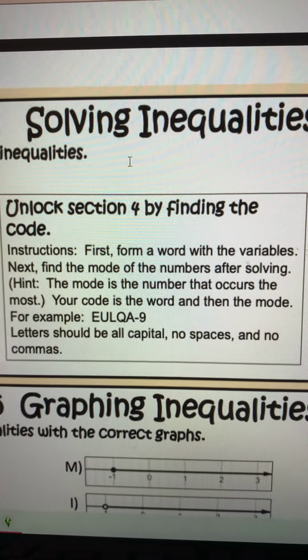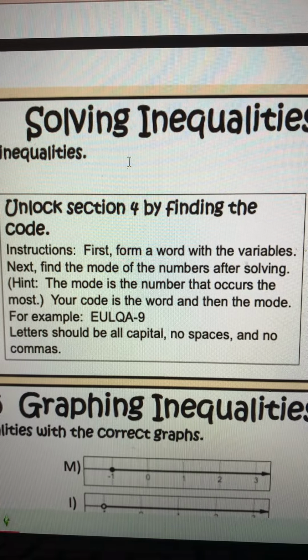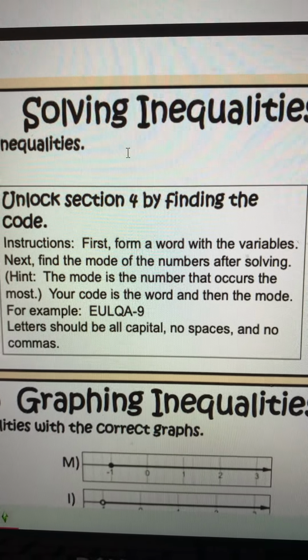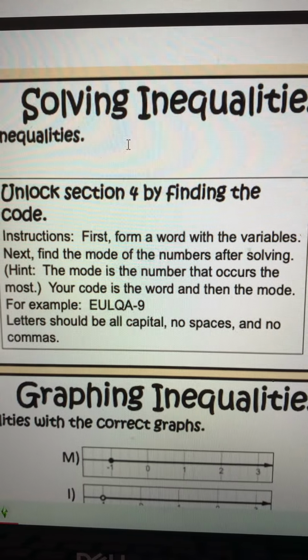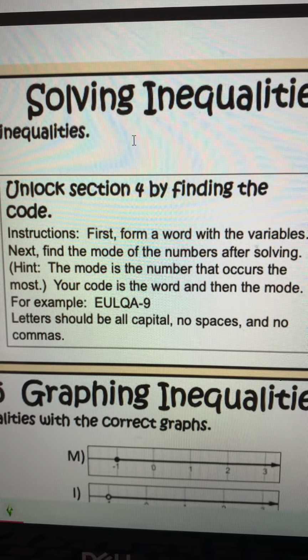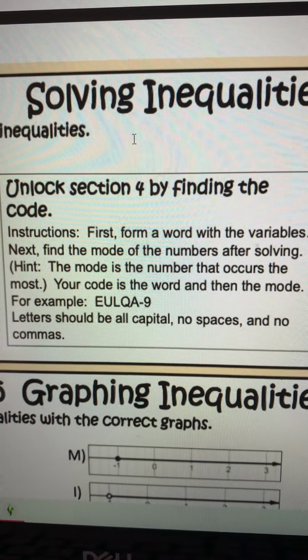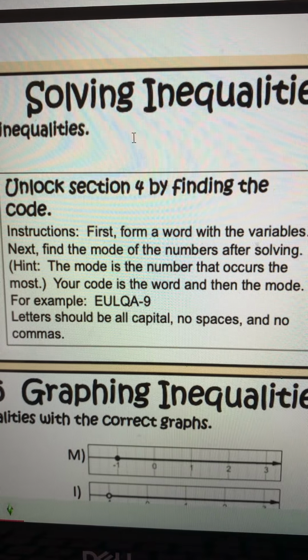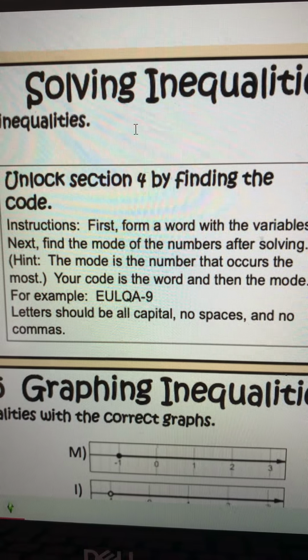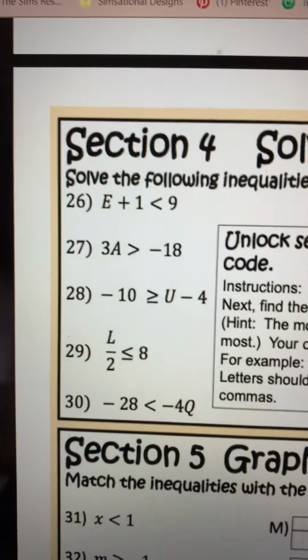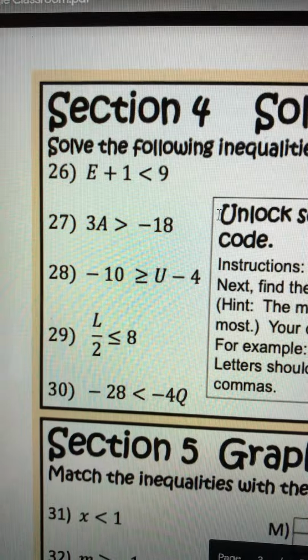Hint, the mode is the number that occurs the most, okay? Your code is the word and then the mode. For example, EULQA -9 or -9. Letters should be all capital, no spaces, no commas. Okay, so first we need to look at the letters it gives us.